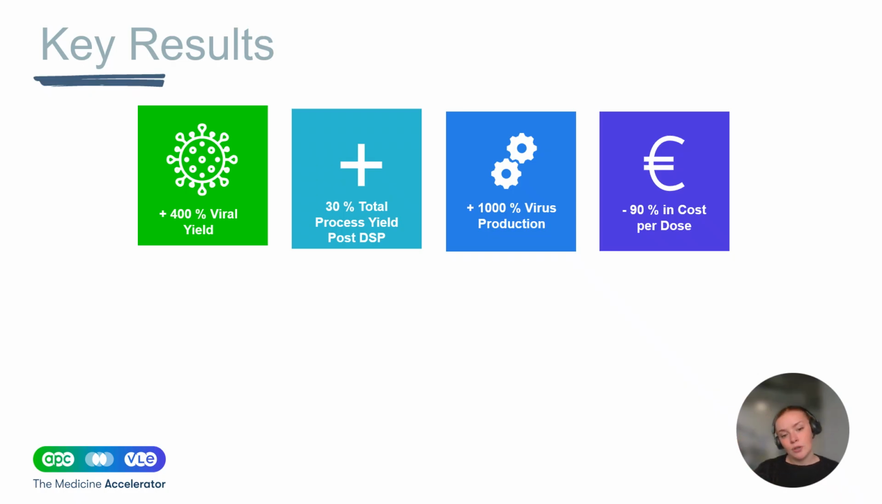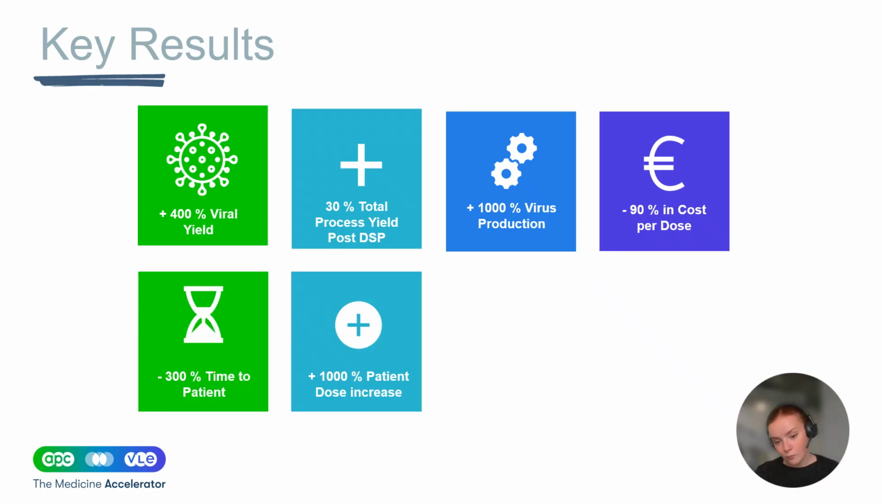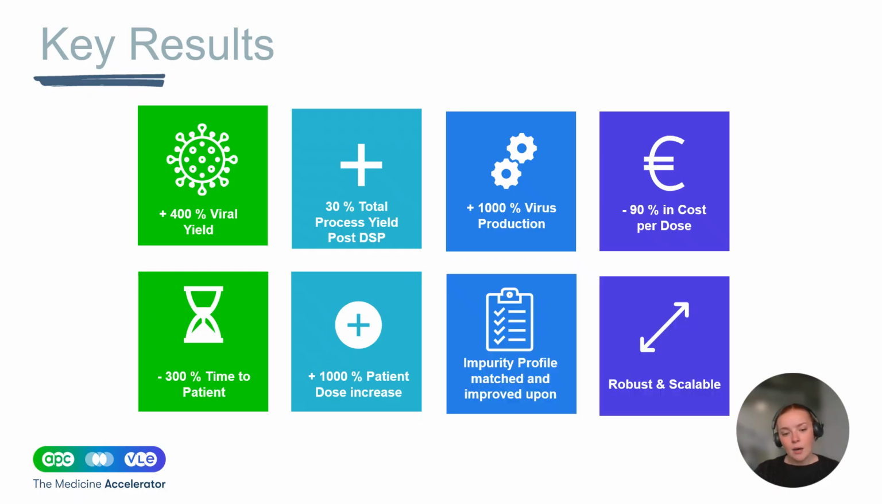Our viral production increased 1,000%, and we were able to decrease the cost per dose by 90% for the client and, more importantly, for the patient. We improved time to the patient. And what's important from a regulatory perspective, bringing it back to the safety of the patient and the efficacy of our drug, is that our impurity profile was either matched or improved, and we made a process that was robust and scalable so that we could meet demand for patients while making sure that it didn't cost a significant amount of money and that our supply chain was reliable.